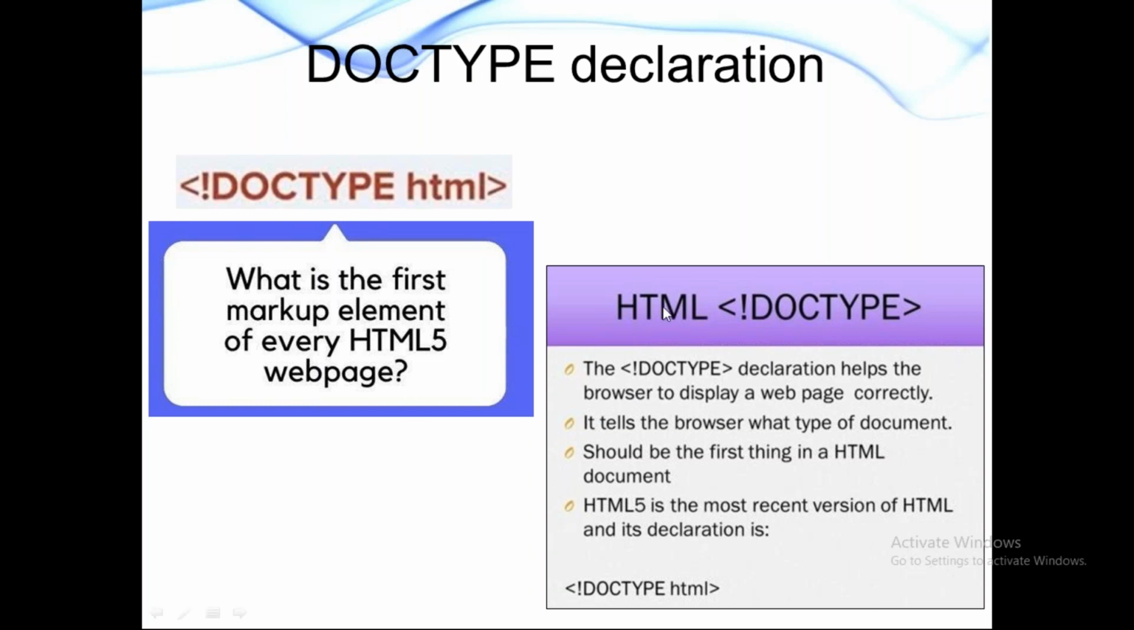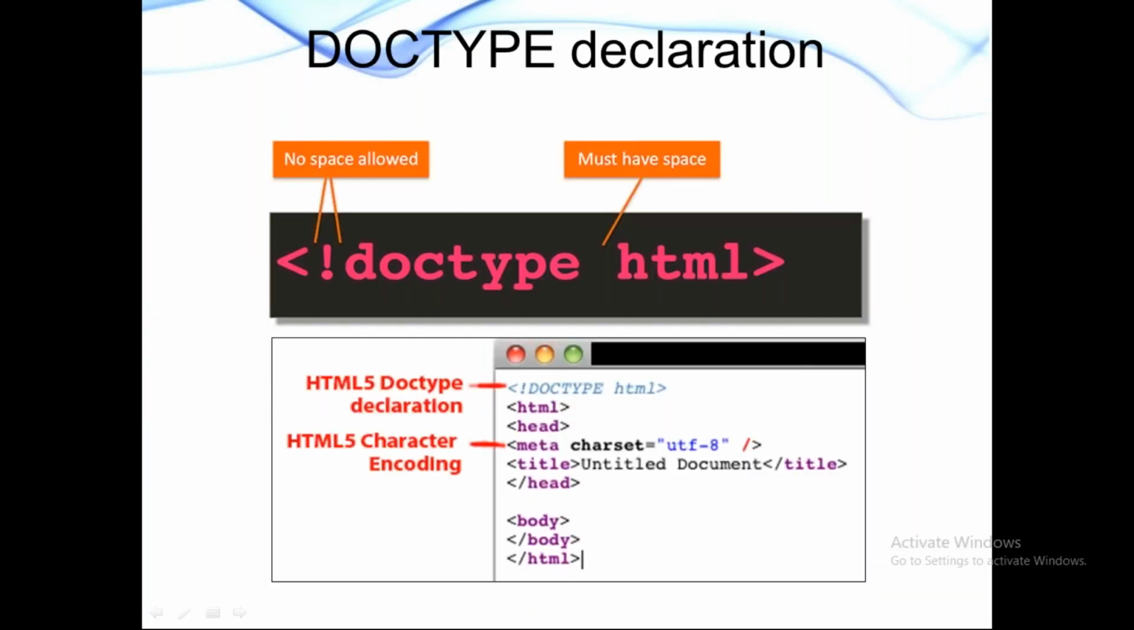Now we look at the doc type declaration. This should be the first sentence in the HTML5 website. Doc type means the document declaration. When you say doc type HTML, the browser understands that it is an HTML5 web page. And then character encoding.